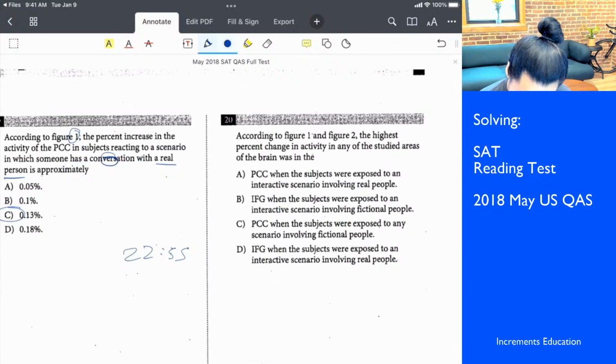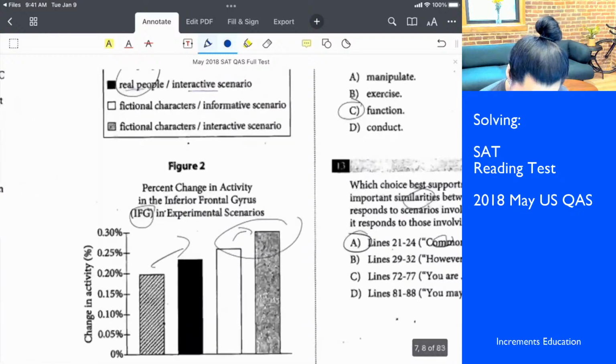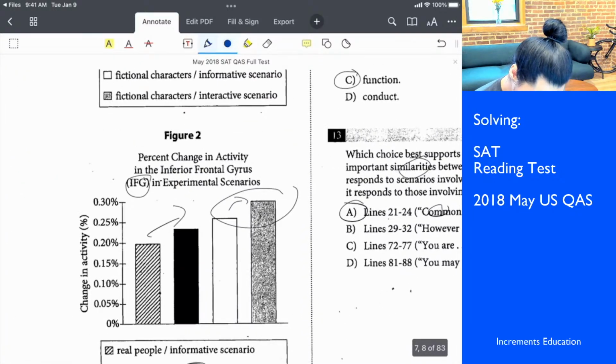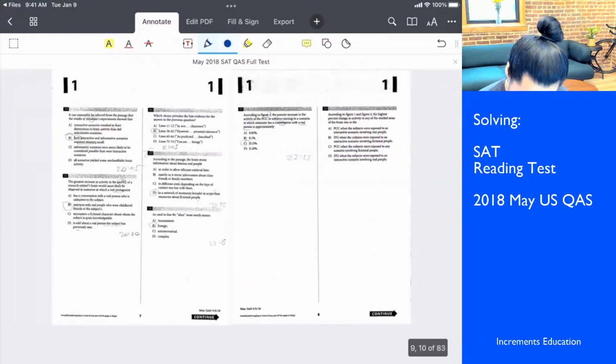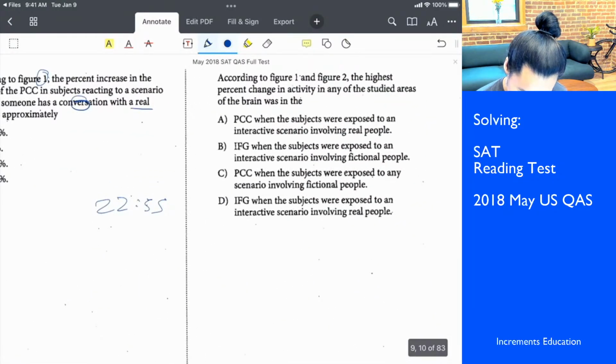The highest percent change in activity in any was, okay, the highest percent change activity, so 0.2, hang on, what parameters am I looking at?